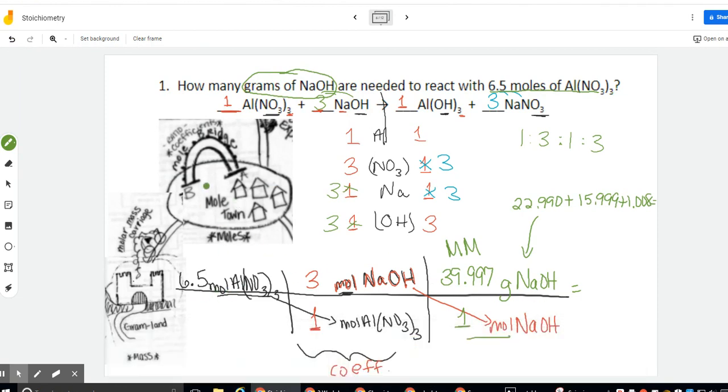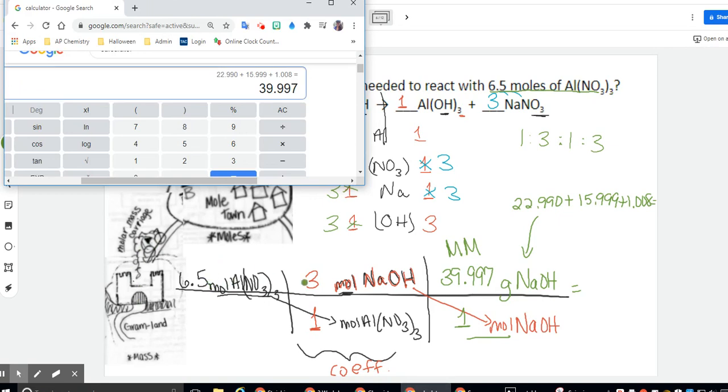So once again, what we did was we started in Mole Town. We crossed that bridge using our coefficients. Then we traveled to Gramland by using our molar mass, where we have 1 mole is equal to the molar mass of any compound. All right, so now we're ready to multiply all the way across. So we're going to handle the whole top row.